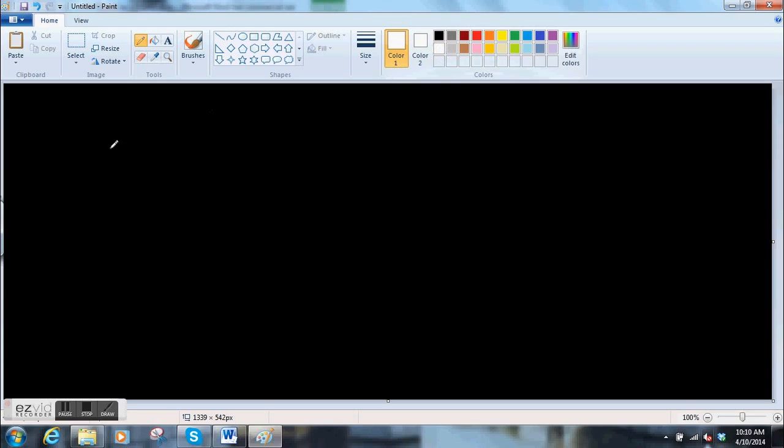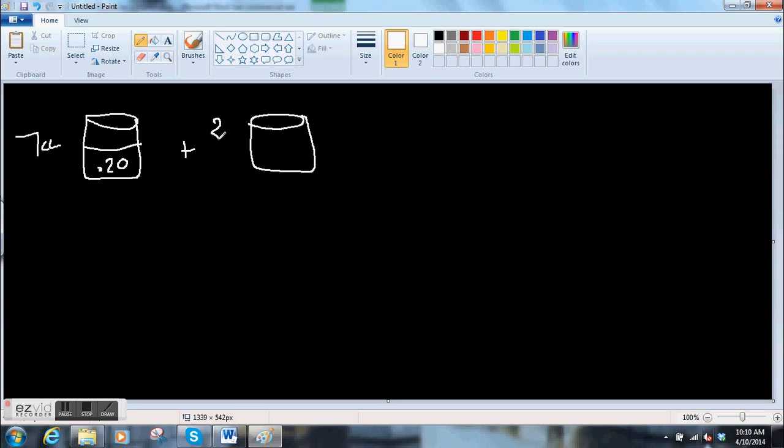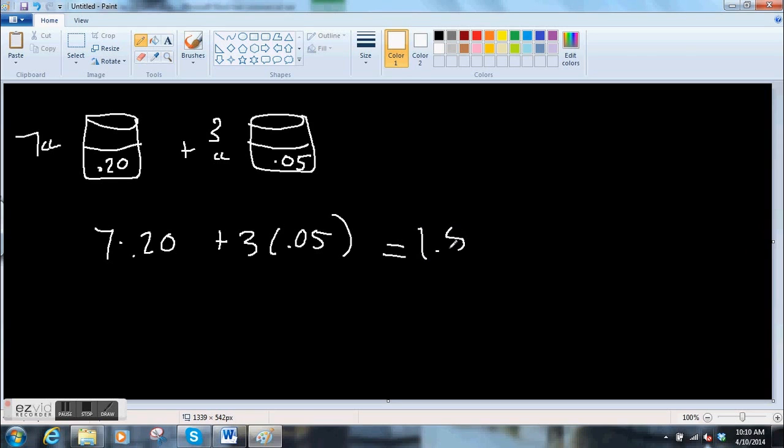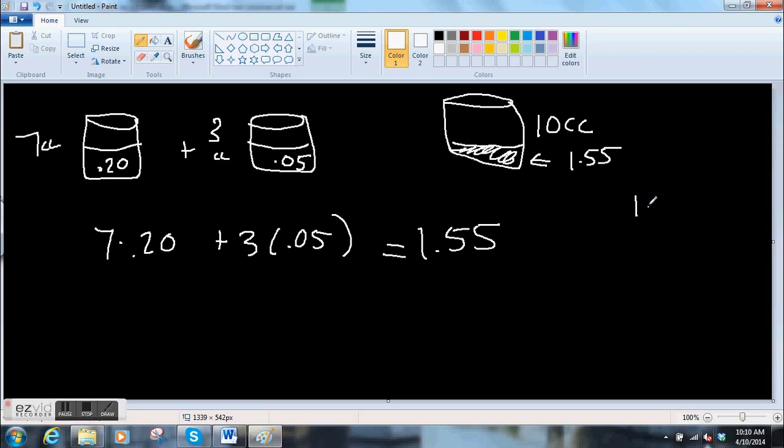So what you do in order to check it is you say, well, I am claiming that I have 7 cc's of a 20% solution, and I'm going to add that to 3 cc's of a 5% solution. My pictures are not really to scale. So you take 7 times 0.20 plus 3 times 0.05, and what does that give you? That gives you 1.55. What does that mean? It means you have a total here of 10 cc's, and the amount of medication in here, it's all stirred up, but let's pretend it's sitting at the bottom so we can see it, is 1.55. So the percentage is 1.55 divided by 10 equals 15.5. So this whole thing is a 15.5% solution. We win! We got it!